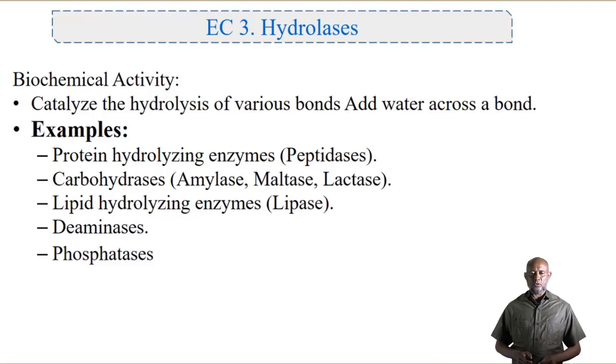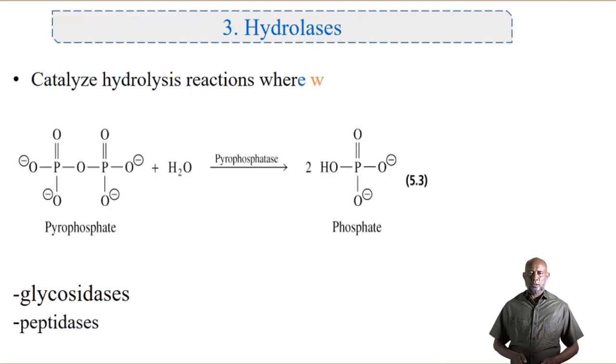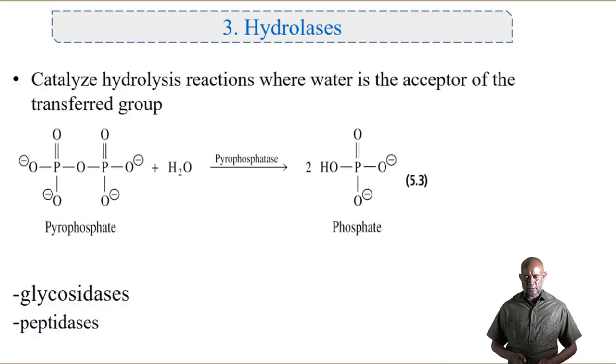Deaminases, phosphatases, all these enzymes hydrolyze: the process of addition of water to the molecule. That is known as hydrolysis, the third group. Now let's look at a simple example for this third class. Hydrolases catalyze hydrolysis reactions where water is the acceptor of the transferred group. The transferred group is accepted by water.